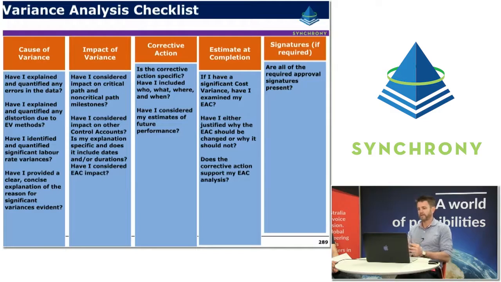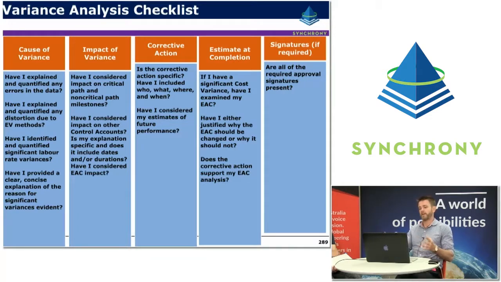So the flow on effect: the estimate at completion. If I have a significant cost variance, for example, have I re-examined my EAC and increased the EAC to allow for that increase in costs? Have I justified why the EAC should be changed, or why it doesn't need to be changed if it doesn't need to? Does the corrective action support my EAC analysis? So if I'm taking all these corrective actions, have I accommodated costs within my EAC for those actions? And then the last thing is getting that endorsement, depending on the company processes and procedures.